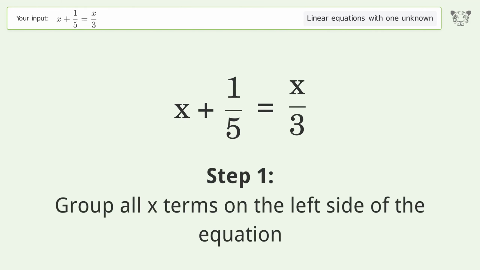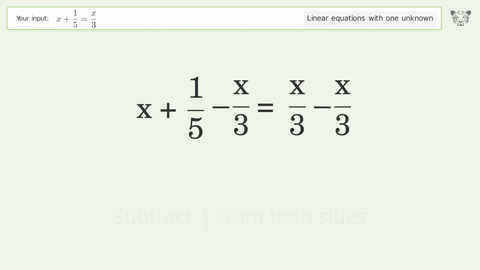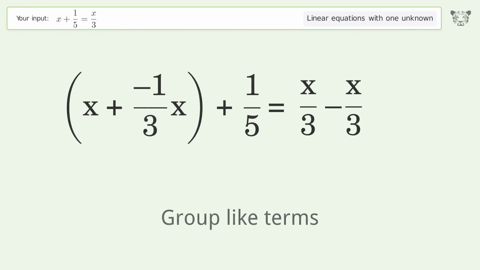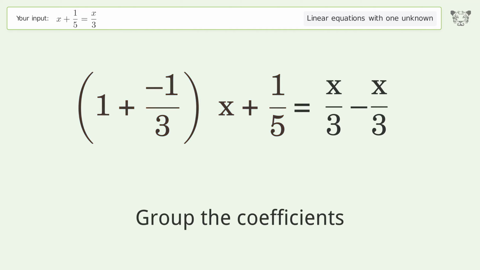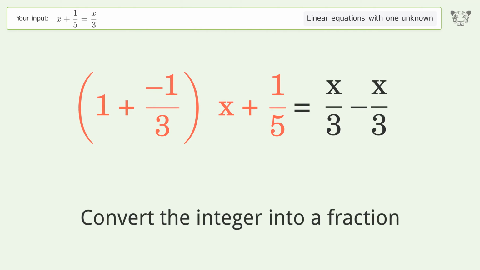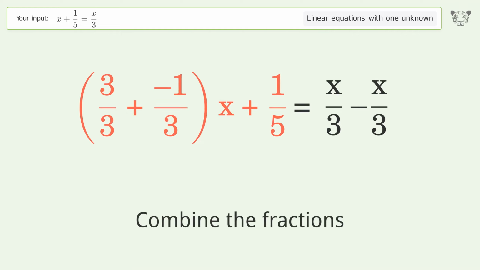Group all x terms on the left side of the equation. Subtract 10/3 from both sides. Group like terms. Group the coefficients. Convert the integer into a fraction. Combine the fractions.